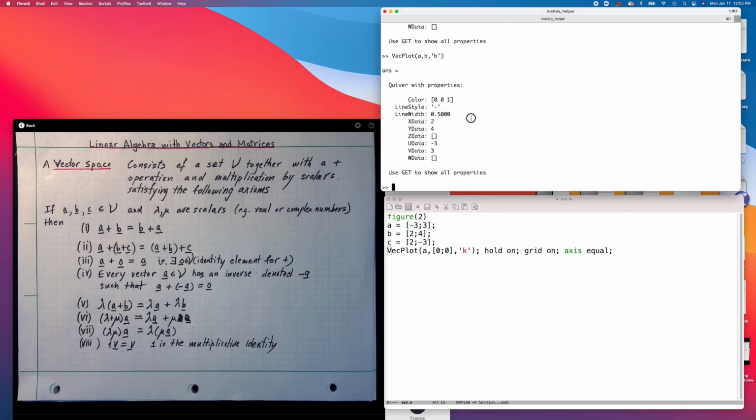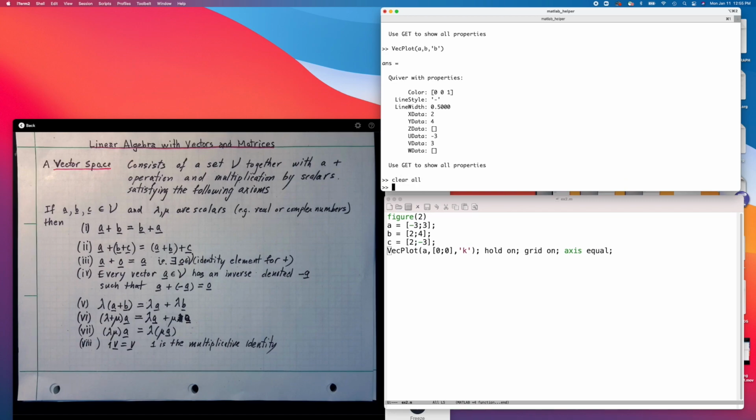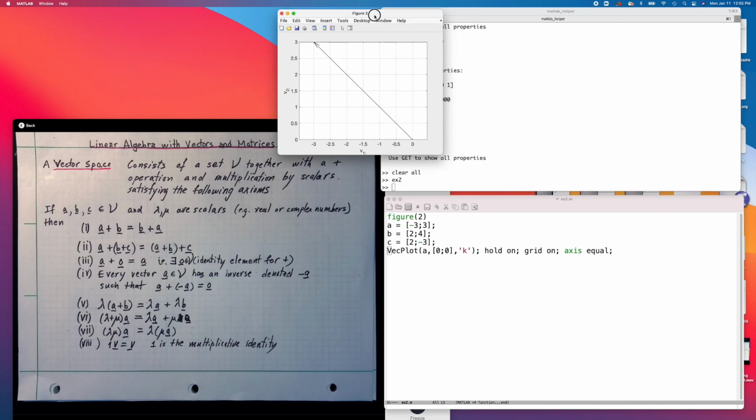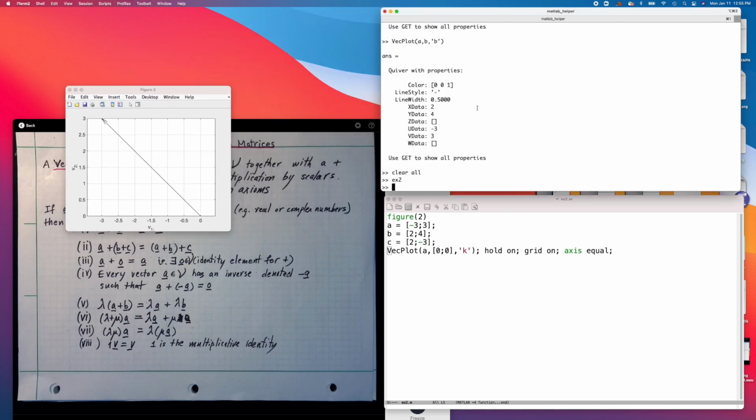All right, so let's clear all and define my vectors. Here's the vector a, to which I will add the vector b plus c. So vec plot b plus c, and I add that to the vector a, so I'm going to put the tail of the result of b plus c at the tip of a. And I'll put the result in red.